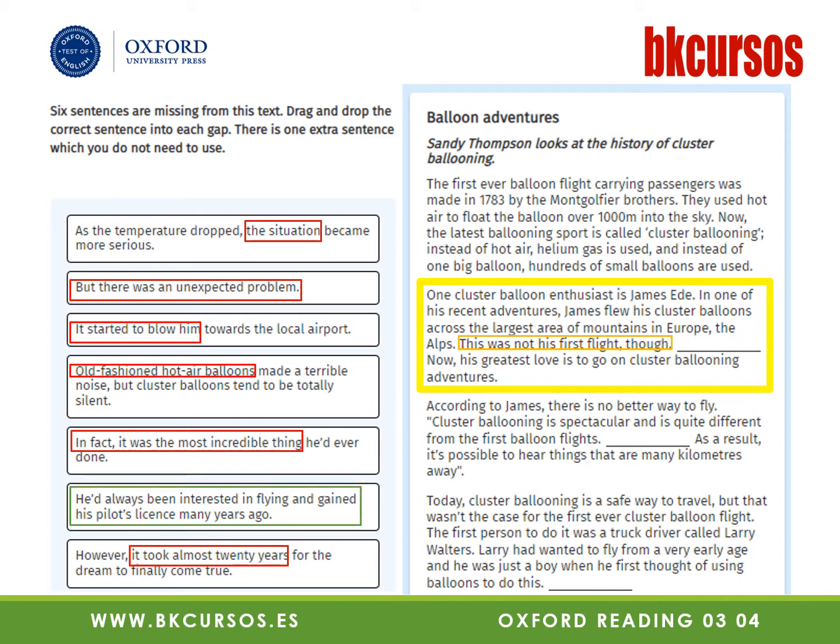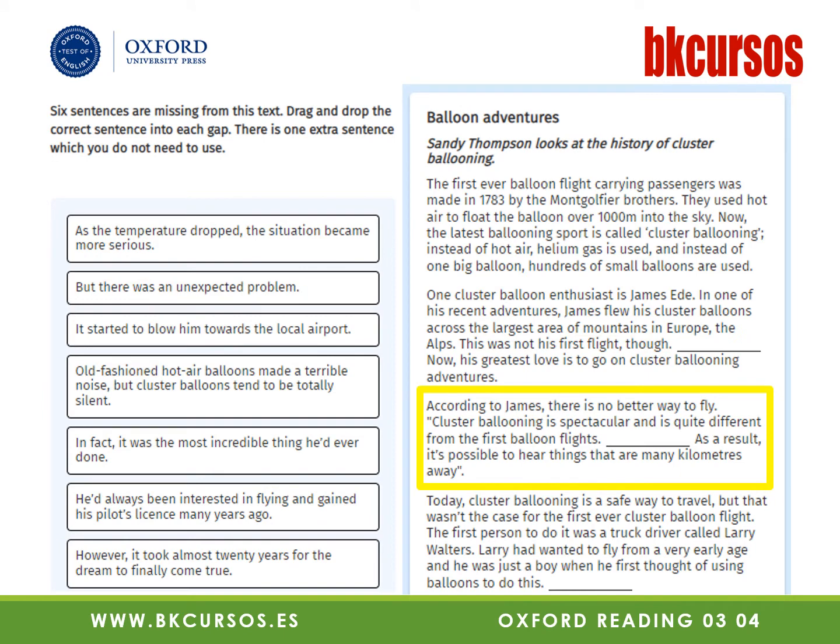So the correct one would be, he had always been interested in flying and gained his pilot license many years ago. So this was not his first flight, though. He had always been interested in flying and gained his pilot license many years ago. So that's why this was not his first flight, because he had been flying since a lot of years ago, and now his greatest love is to go on cluster balloon adventures. Okay, so this one is the one that makes sense, as you can see. Let's do the next paragraph together.